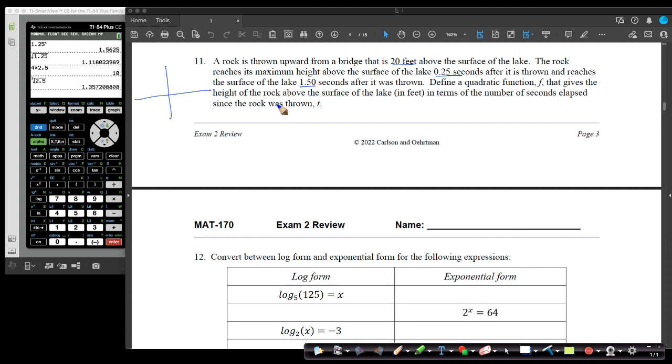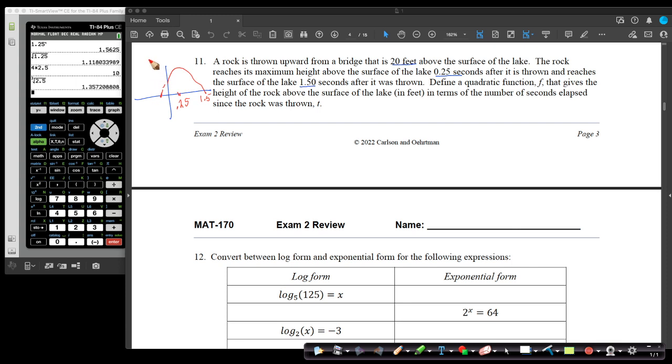So what we've got going on here is it's thrown off a bridge. We're 20 feet high. It goes up and then comes down. What we know is that this happens when it hits the water at 1.5. It's at its high point at 0.25. And that's going to help us find where the other x-intercept would have been, because we're on this bridge throwing it.